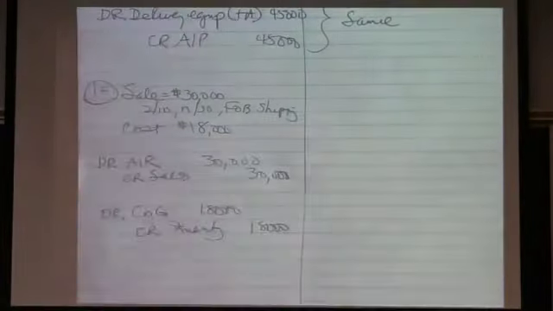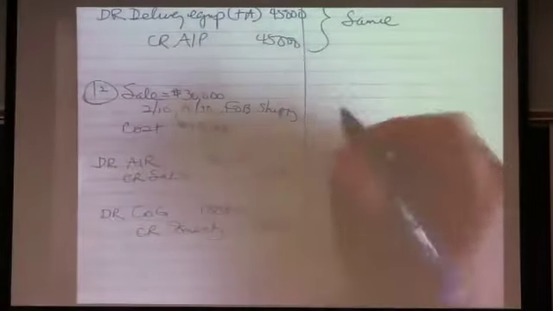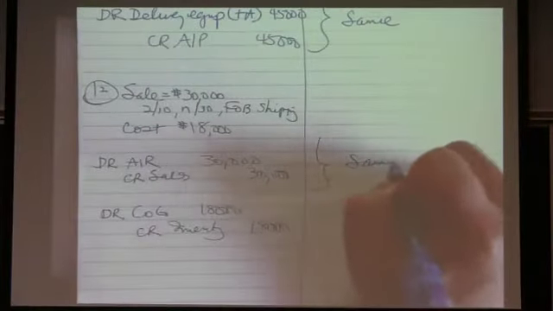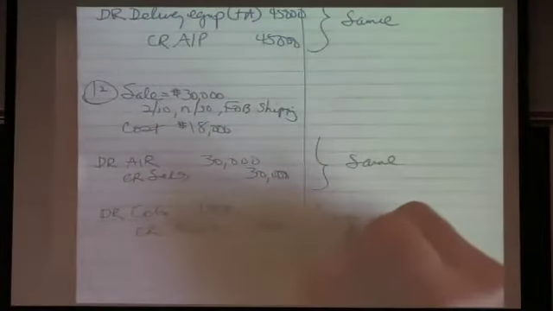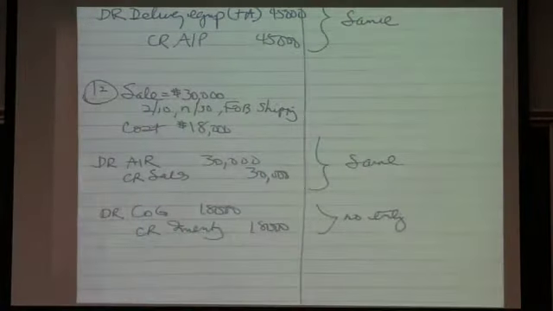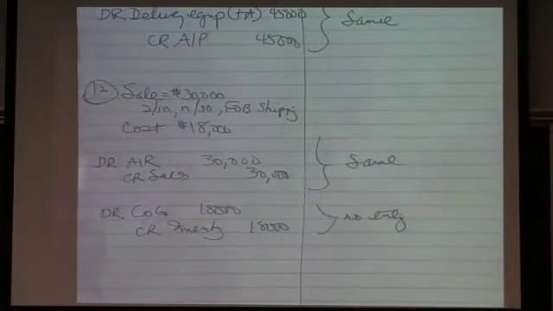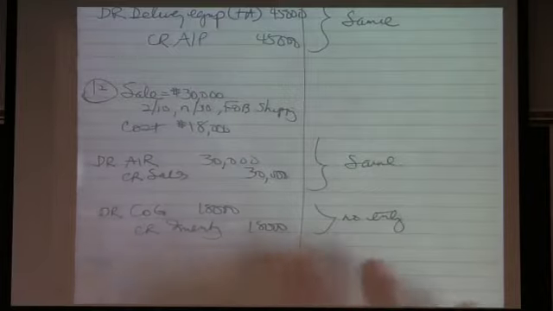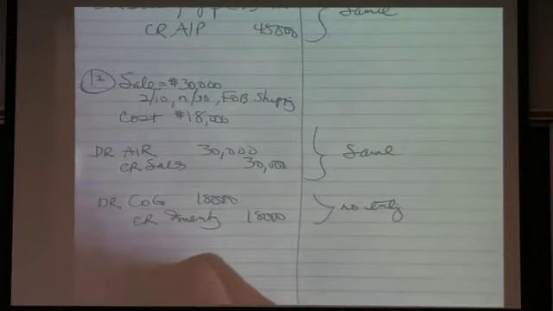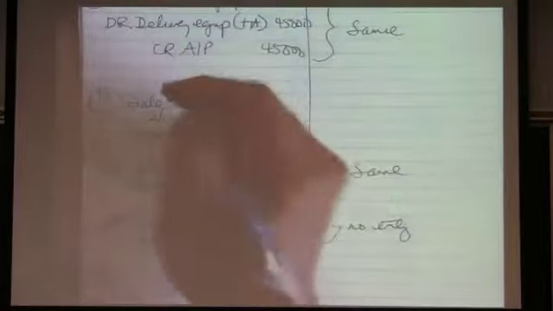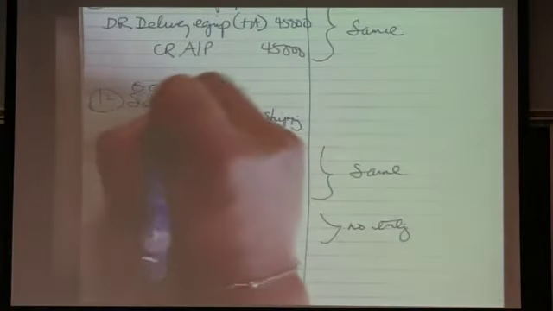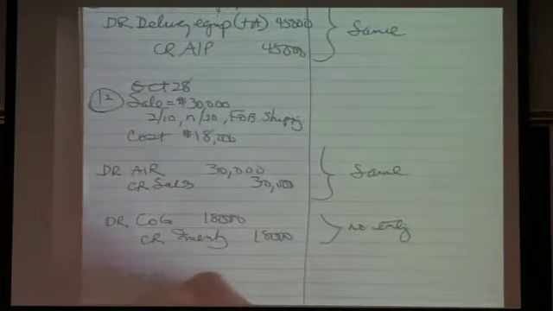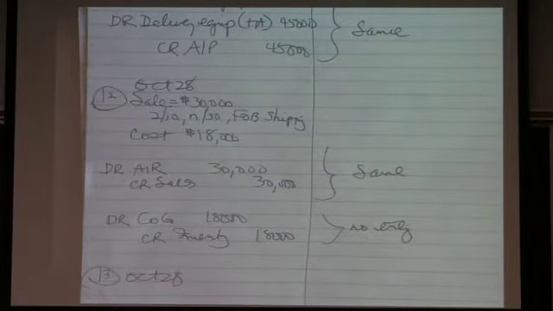Now, under the periodic inventory system, there'll be no entry for the cost of goods sold. We only have to worry about that entry upon the inventory count. And finally, this is October 28th, by the way. On October 28th, a freight charge of $1,000 was paid.